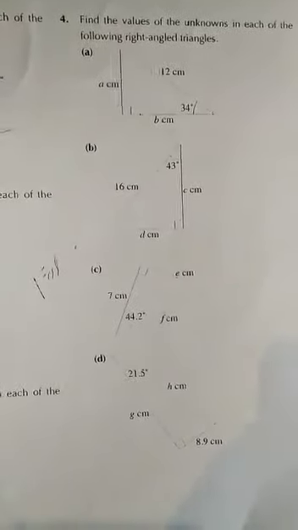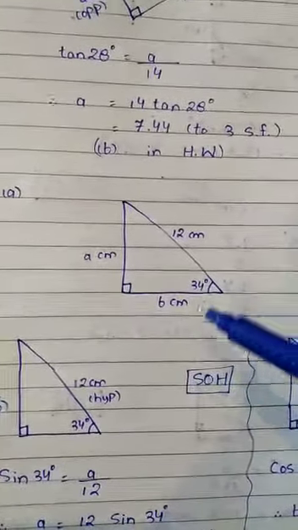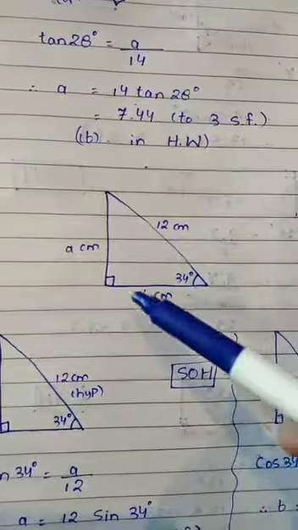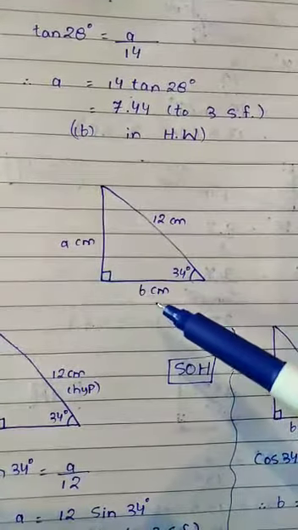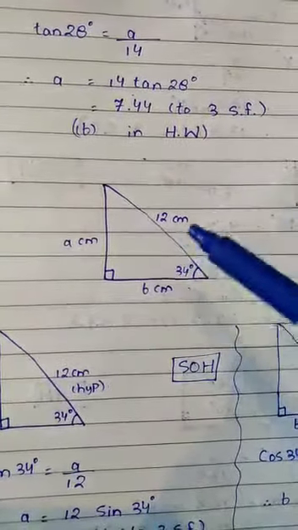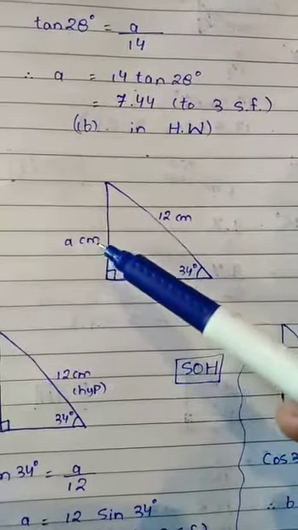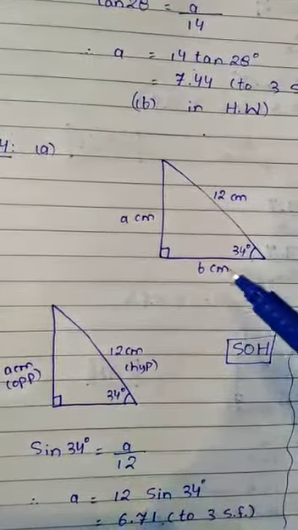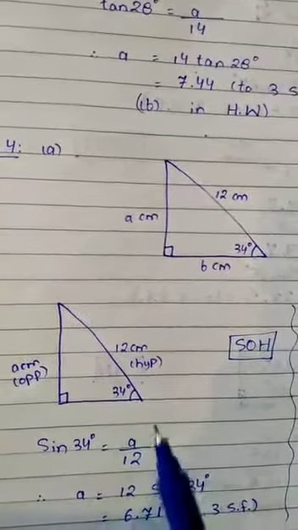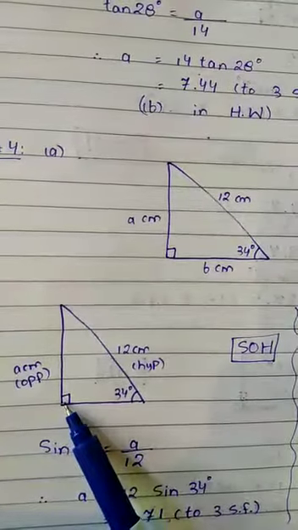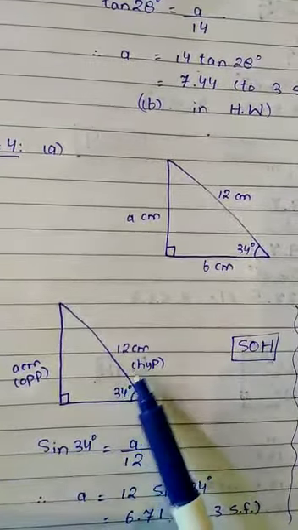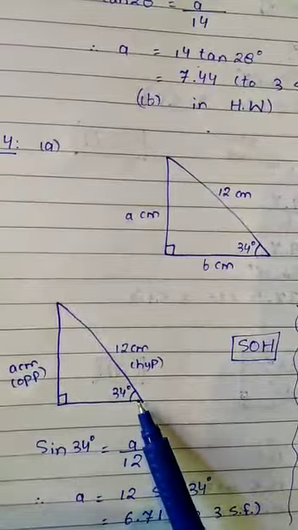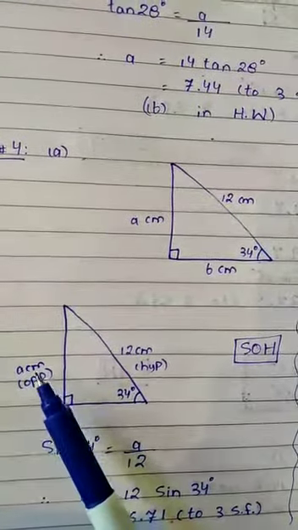Let's solve. This is the figure of question number 4 part A, in which the angle given is 34 degrees, hypotenuse is 12 centimeter, and we have two unknown variables, A centimeter and B centimeter. Suppose you are finding the value of A centimeter, so you will only consider A centimeter and you will omit the second side B centimeter. According to the given angle, this is a right angle and the side opposite to the right angle is called the hypotenuse. So we have hypotenuse 12 centimeter and this is the angle given, and according to this angle, this side is called the opposite side, which is A centimeter.